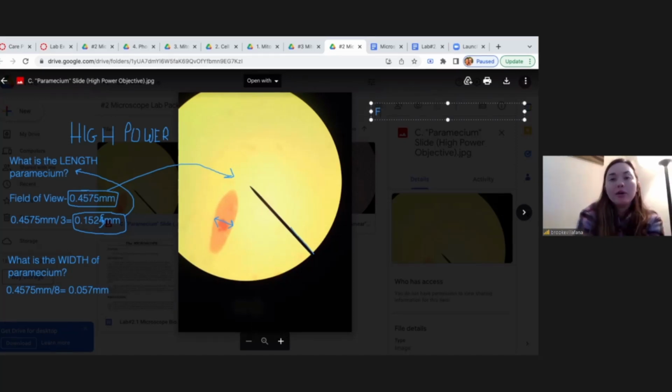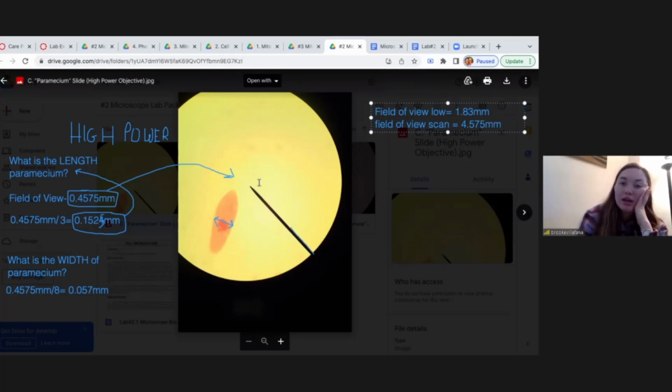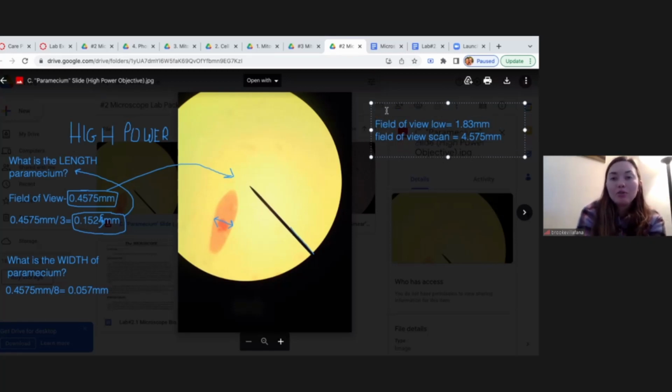Because like we talked about, field of view for low is going to be 1.83 millimeters. Field of view for scanning is going to be 4.575 millimeters. So you need to see which of the objective lenses is used to answer the question. Before you just start doing your math, you need to say, okay, which field of view is it? And then I can guess how many fit across and divide it. But you need to say to yourself which field of view is actually being used before you start doing math.